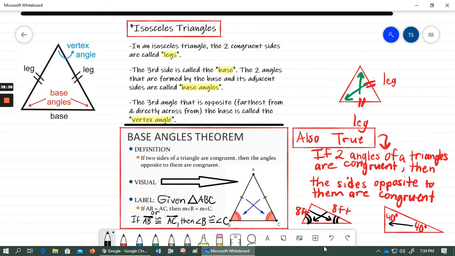This side and this side, have to be congruent. Try not to make it look too sloppy, y'all. Put my little congruency mark.